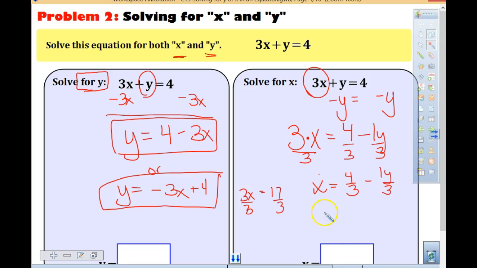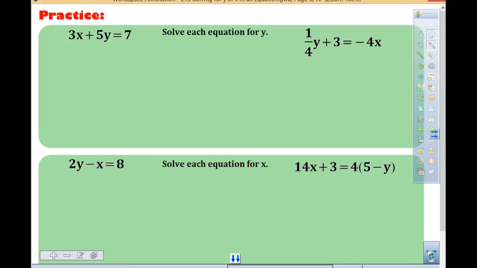Now, sometimes you'll see it written this way. X equals 4/3 minus 1/3 y. Do you see that that's the same thing when we talked about how we've always moved the y to the numerator? These are the same, okay? You're going to leave your answer like that. You're done. Don't change it to 1 1/3. Don't change this to 0.3 repeating. Leave it, okay?